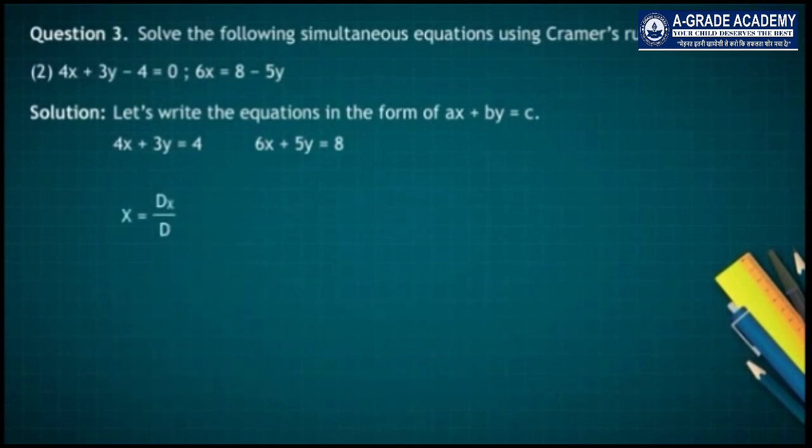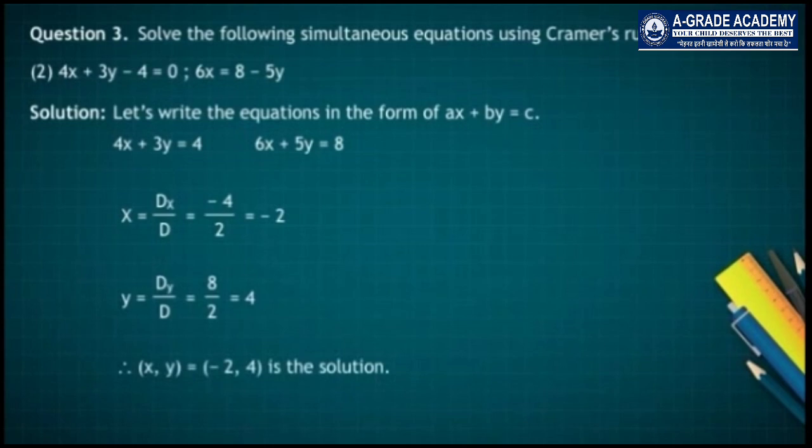X is equal to Dx upon D, which is equal to -4 upon 2, which is equal to -2, and y is equal to Dy upon D, which is equal to 8 upon 2, which is equal to 4. Therefore, (x, y) is equal to (-2, 4) is the solution.